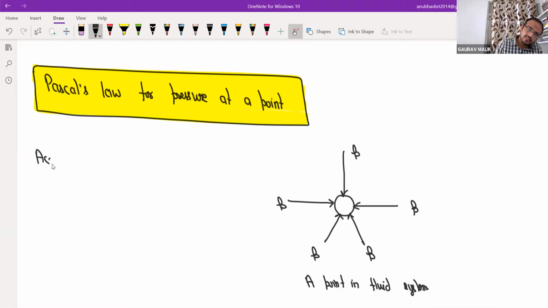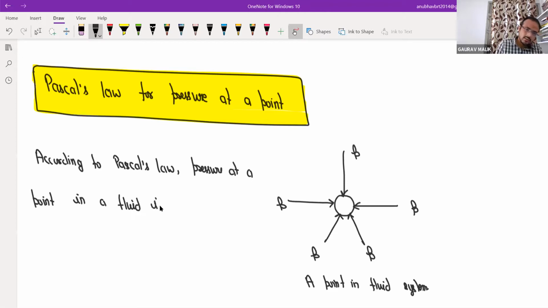So according to Pascal's law, pressure at a point in a fluid is equally distributed in all directions.